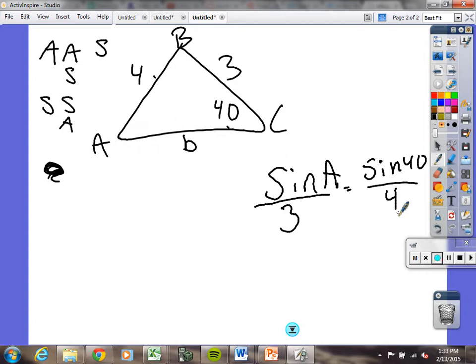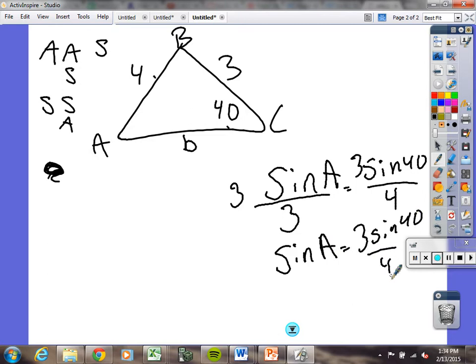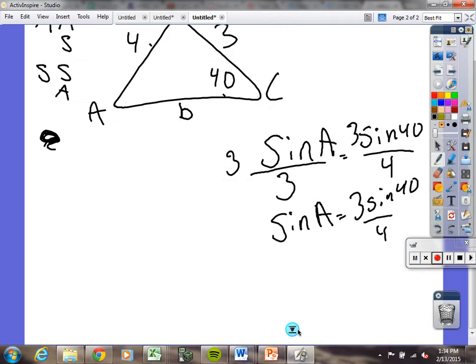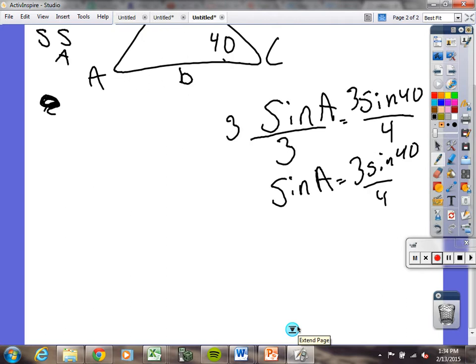Okay, and then we're going to multiply by 3 on both sides. So I'm at sine of A equals 3 sine of 40 over 4. Go ahead and plug that in your machine for me, please. You already did it, right? Don't round. So 3 sine of 40 over 4, what mode should I be in? Degree, because that's 40 degrees, right?